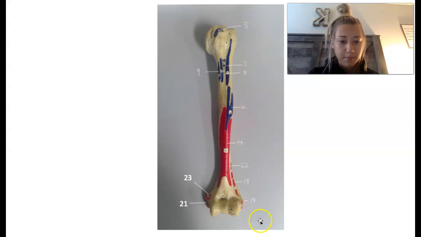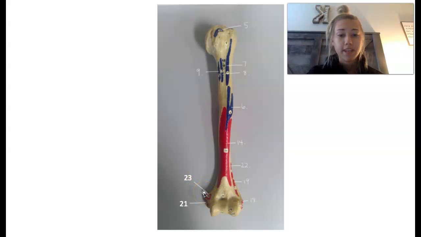And 18, I believe that's an 18, is going to be the extensor or common extensor tendon over on that side. And then 23 is going to be the origin for the pronator teres, and 21 is going to be the origin for the common flexor tendon.